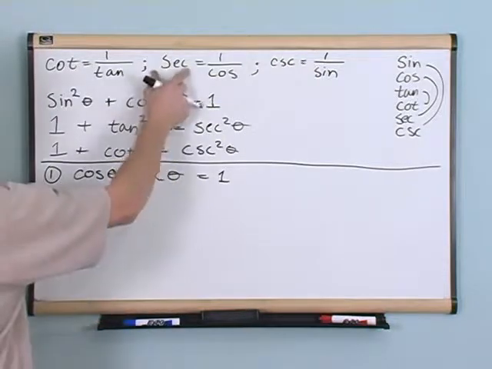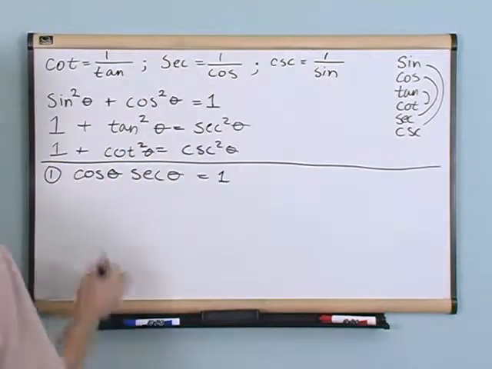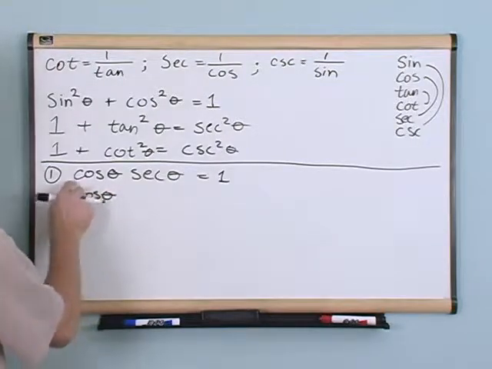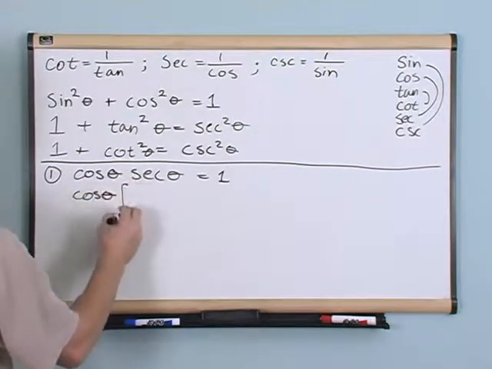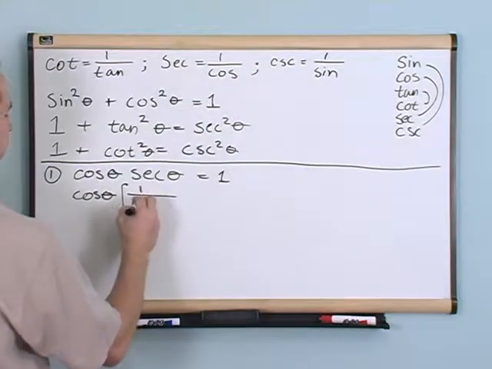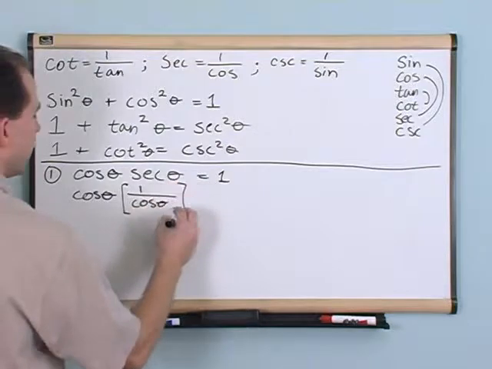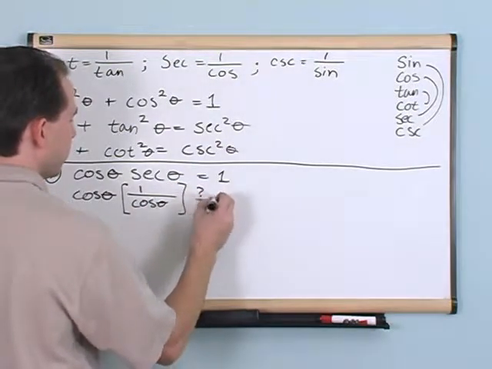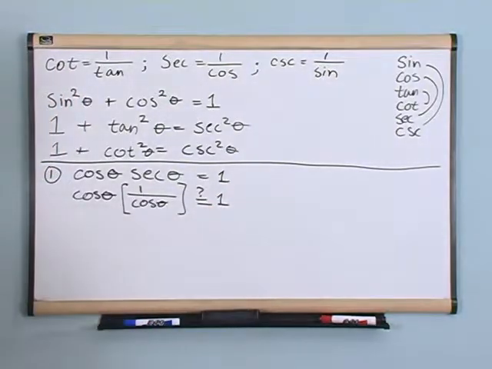I can write this secant in terms of a cosine. So let's try to do that. Cosine theta, all I've done is copy this down again, times secant theta. But secant theta is given by 1 over cosine theta. And I'm asking myself, is this equal to 1? Because I'm trying to prove that this identity is true.